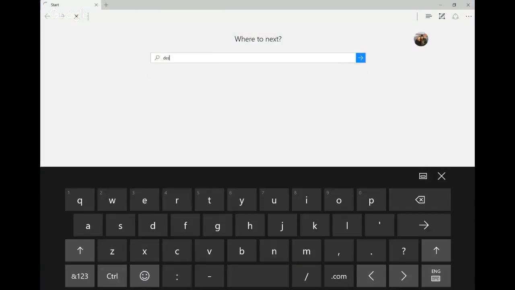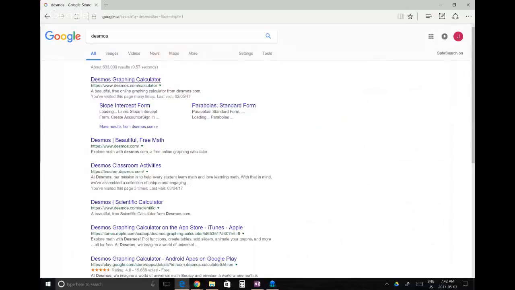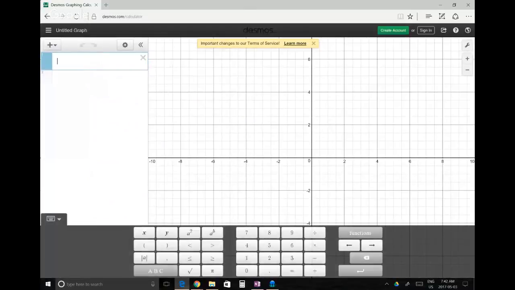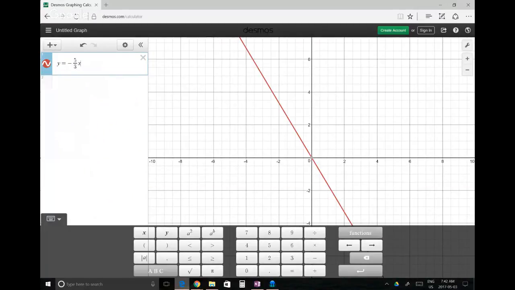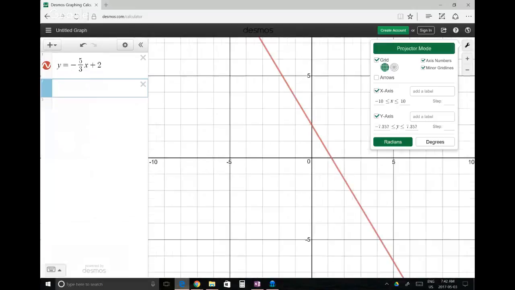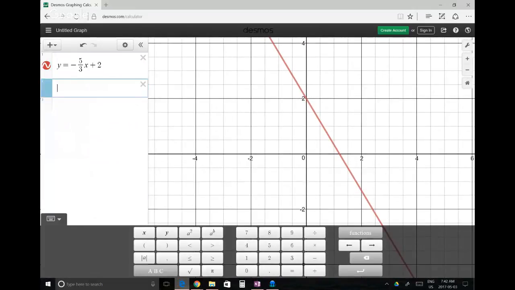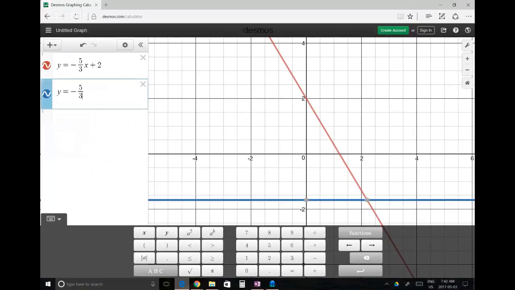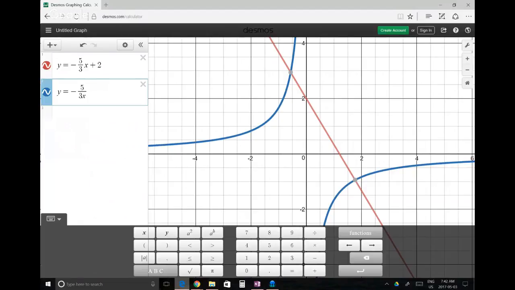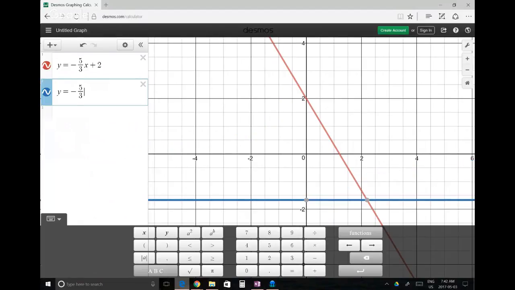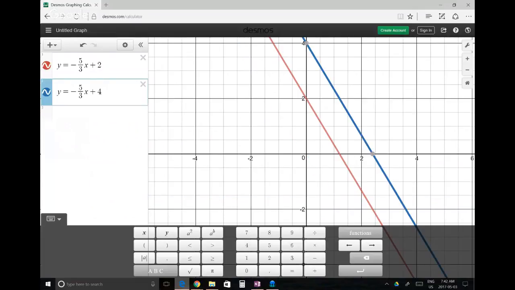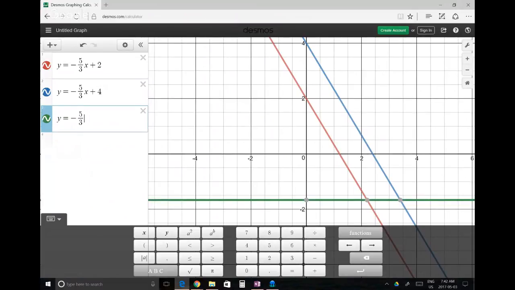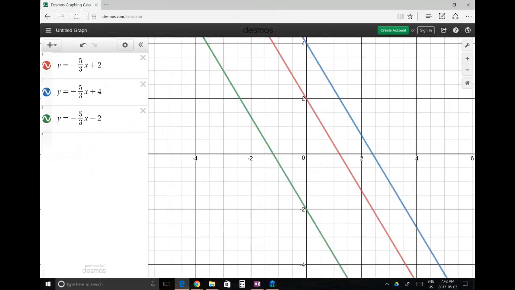So if we come in here and we go to Desmos, the original was plus 2, yeah. So we can say y equals negative 5 over 3x plus 2. There's our original line. Nice looking line. The next one I can say y equals negative 5 over 3x plus 4, that was my next one, I think. Yeah, I did plus 4 and minus 2. And so y equals negative 5 over 3x minus 2. And there they all are.